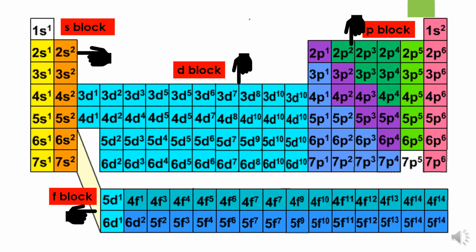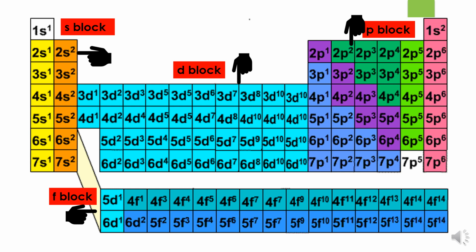You will see that the last electron enters 3d, 4d, 5d, 6d. So these 4 series of d elements are called d block elements, in which the last electron enters a d subshell. And at the bottom of the periodic table, you can find two series of 14 elements in which the last electron enters the f subshell. These elements are called f block elements.